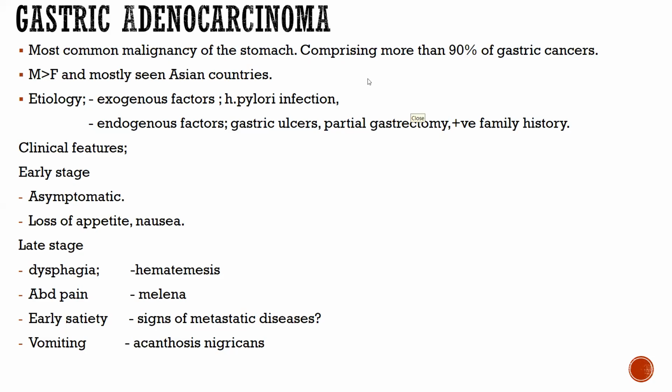Yes, thank you, Salma. Okay. The patient will also present with abdominal pain. The patient will also present with early satiety. The patient will also present with vomiting.